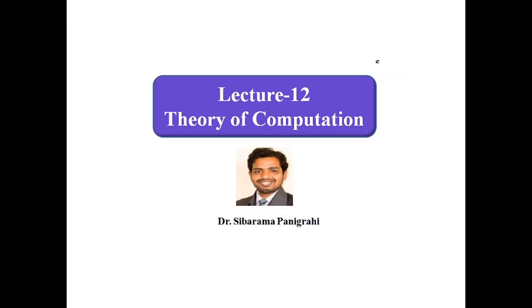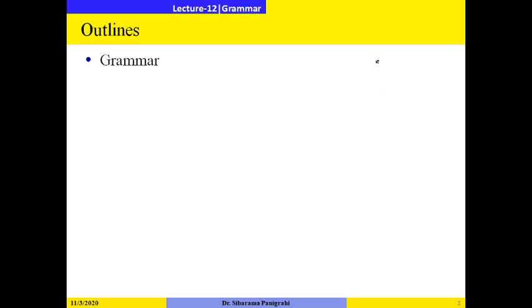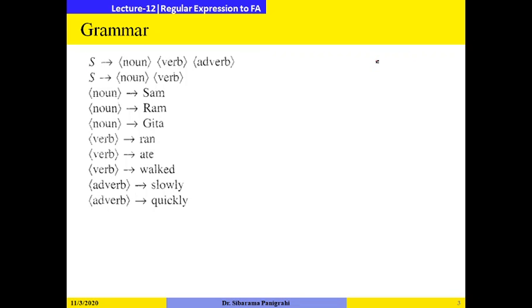Welcome to lecture number 12 of Theory of Computation. In this lecture, we will go through how to represent the grammar of a language. Then, if a grammar is given, how to obtain the language for that grammar. And if a language is given, how to obtain the grammar for that language. All of you know that every language has a particular grammar.